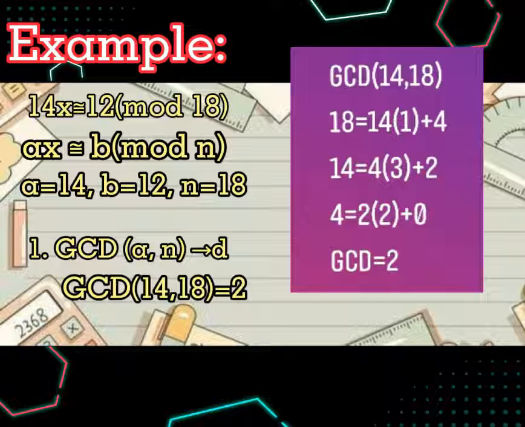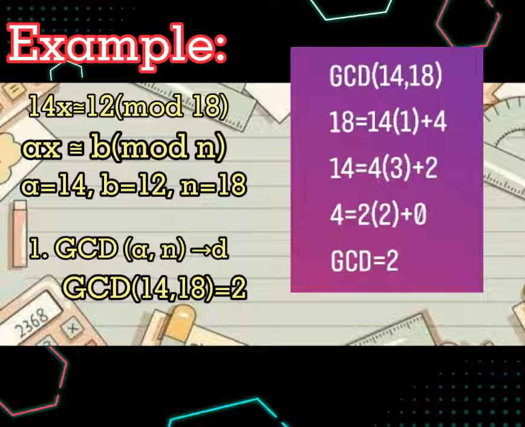Since our general form is ax is congruent to b mod n, now we need to get the values in 14x is congruent to 12 mod 18. Our a is 14, b is 12, n is 18. As I said earlier, familiarize those rules in the method. First, we need to find the GCD, and once we get the value of the GCD, this will also be the value of d in this example.